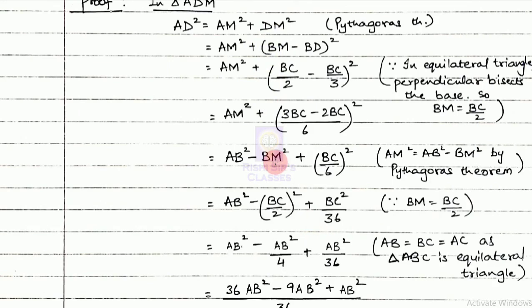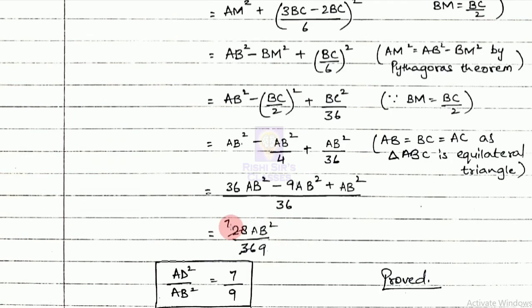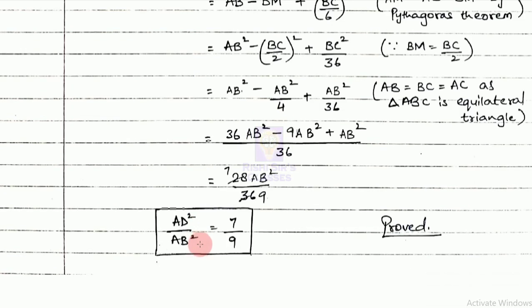And BM is BC upon 2. After that we will simplify and convert BC in terms of AB because the triangle is equilateral, so all the sides are of equal measurement. After this we will simplify and get the answer as 7AB square upon 9. We take AB square to the denominator and the final answer will come as AD square upon AB square, which will be equal to 7 upon 9.